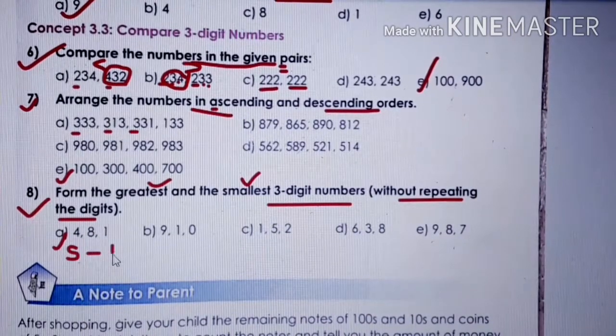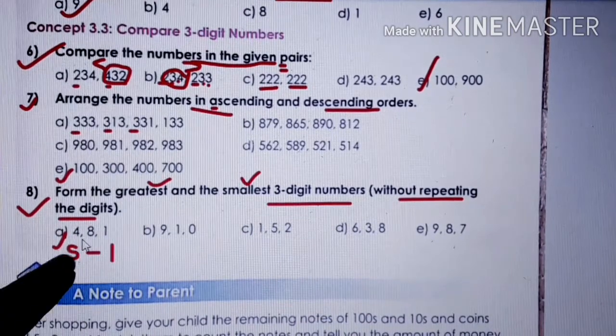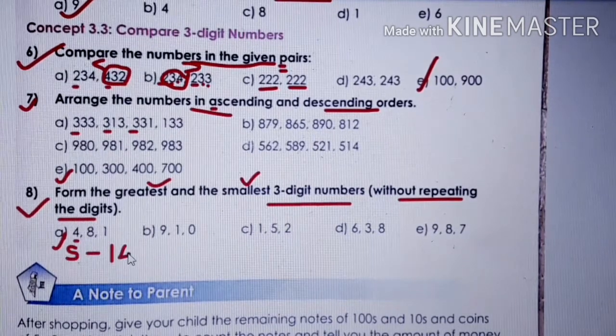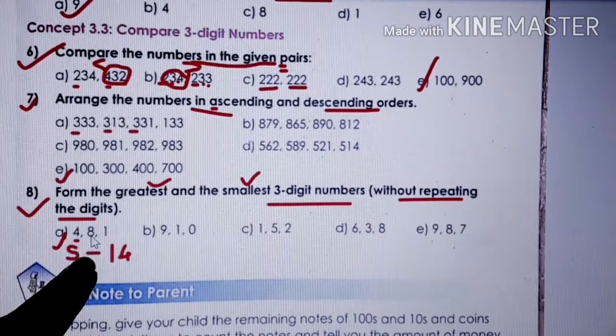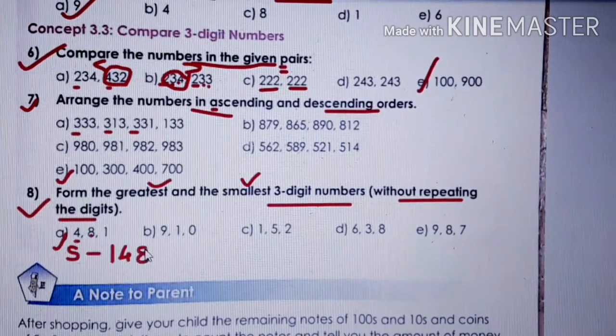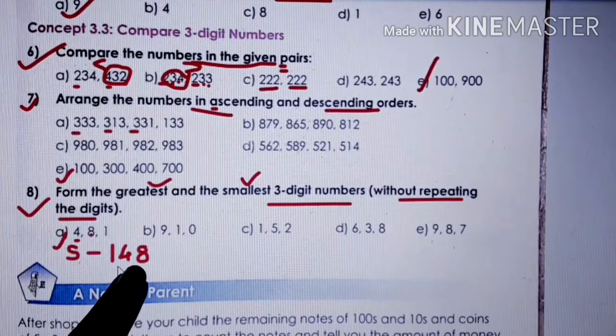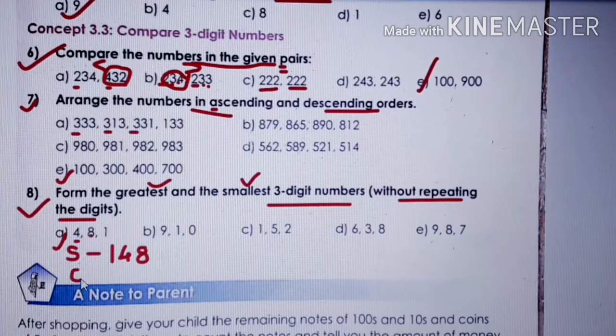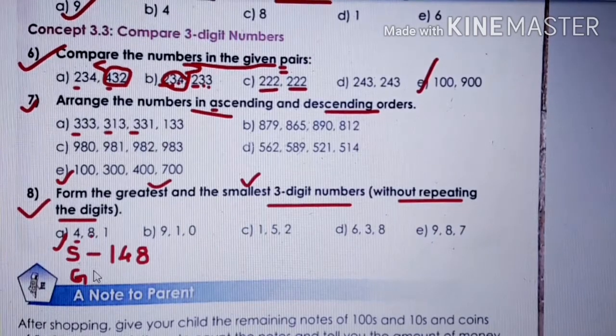1, isn't it? So I'll write 1 here first. Next smallest is which? 4. Then I'll write next 4. Then last is 8, isn't it? So I'll write 8 at last. So what number, which smallest number do we get? 148.